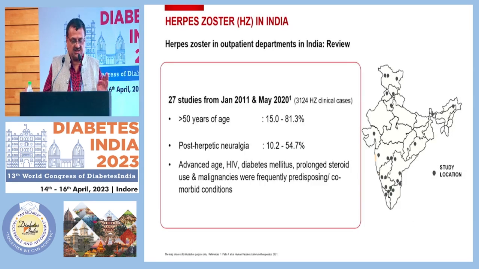Now, what is the status of herpes zoster in India? In outpatient departments, a review of 27 studies from January 2011 to May 2020 in those more than 50 years of age showed 15 to 81.3%, whereas among them postherpetic neuralgia was 10.2 to 54.7%. Advanced age, HIV, diabetes, prolonged steroid use and malignancy were frequent predisposing and comorbid conditions, and among them the incidence is a bit higher.